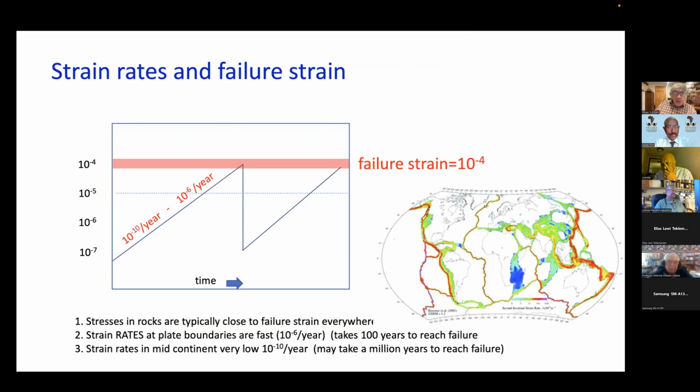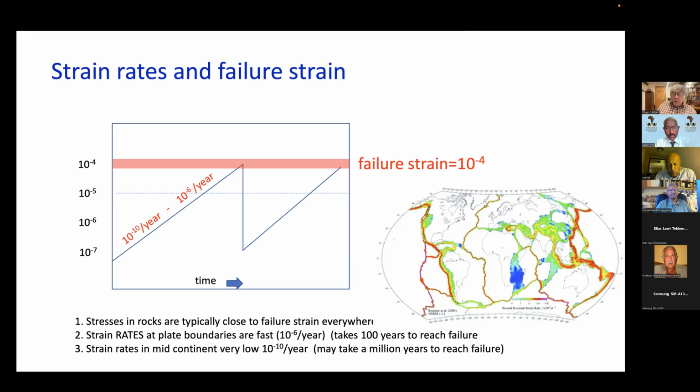So this first slide explains what I mean by failure strain. The fact is that rocks will break when you stress them by 1 part in 10,000. So you deform a rock by 1 part in 10,000, it will fracture. In fact, it'll probably require a bit more than that. An intact rock may go up to 10 to the minus 3, but because failure occurs on faults, it seems that 10 to the minus 4 is the number. 10 to the minus 4 is 1 part in 10,000.